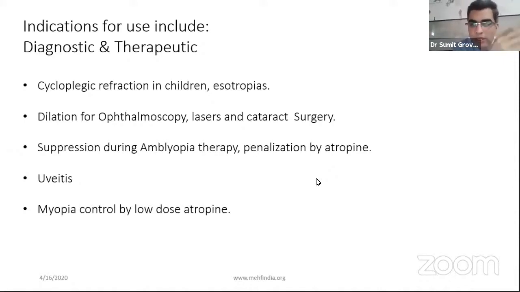And we all know myopia is controlled by low dose atropine. Although I have just mentioned this, if you just take note of any of these, and if you want to discuss the role of atropine in myopia or amblyopia, we can discuss it in the later part of the lecture.